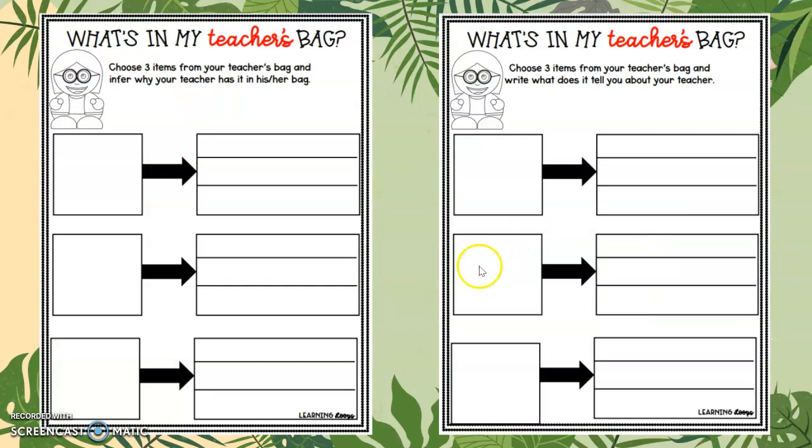Okay, and then this is what you'll be doing on your own. You need to choose 3 items from my bag and then answer why it would be in my bag and what it tells you about me. Good luck inferring!